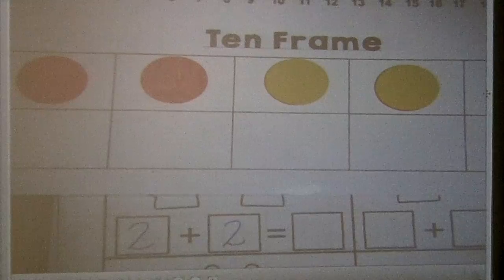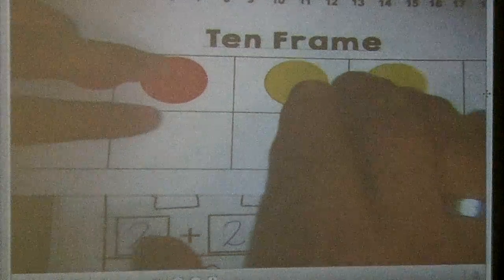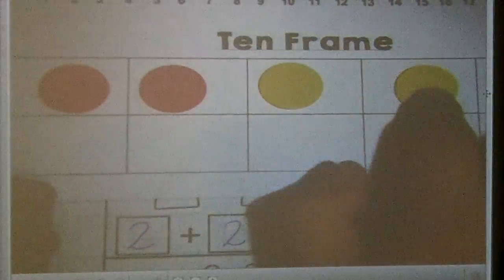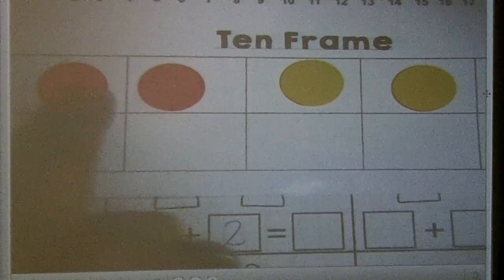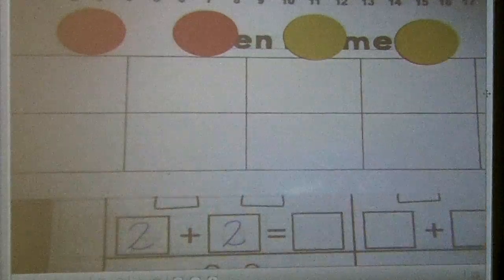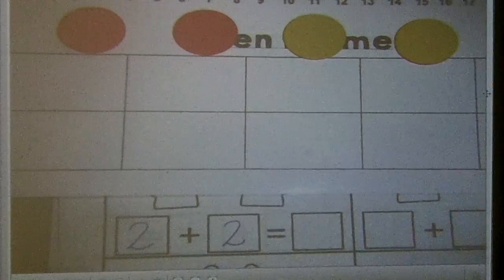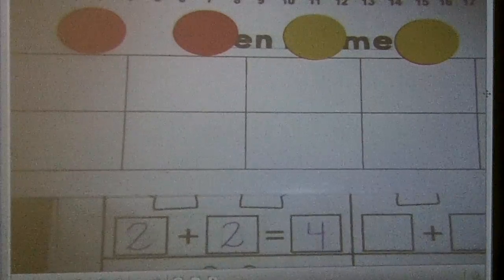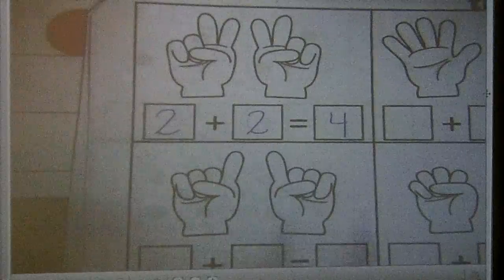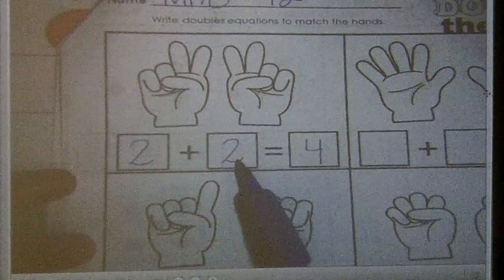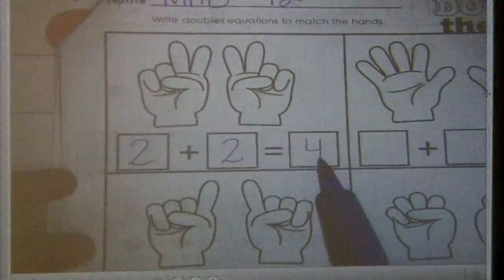Now when we add, we are doing 2 plus 2. So in order to add these together, we are bringing all of these chips together and counting them, or you can leave them the way they are and just touch and count. So we have 1, 2, 3, 4. We have 4 chips all together, so we will write our answer on the very last box. Just like that. So now when we read this sentence, it says 2 plus 2 equals 4.